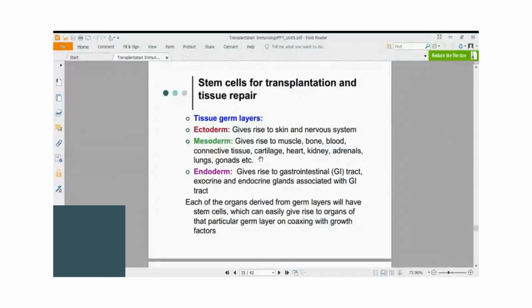Then the mesoderm layer, present between the ectoderm and endoderm, gives rise to muscles, bone, blood, connective tissue, cartilage, heart, kidney, adrenals, lungs, liver, gonads, like that. Many organs are produced from the mesoderm. And the endoderm gives rise primarily to the gastrointestinal tract and some exocrine and endocrine glands in our body, including the pars distalis or adenohypophysis of the pituitary.